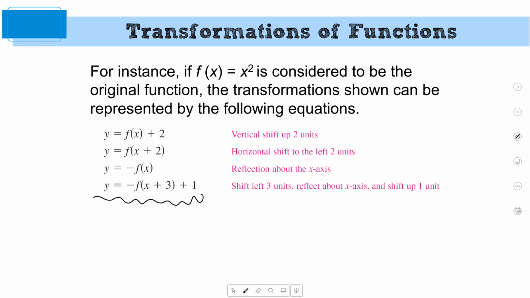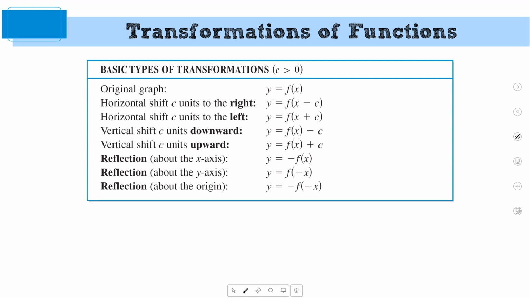So would I do the negative sign first, the +3, or the +1 first? Plus 3, because it's inside the parentheses. Do I do the negative sign or the plus 1 next? Negative sign, because that's multiplication. Okay, so I'd slide it to the left 3 units, I would flip it over, and then I would add 1 by shifting it up. All of that is summarized there, but you knew this already.